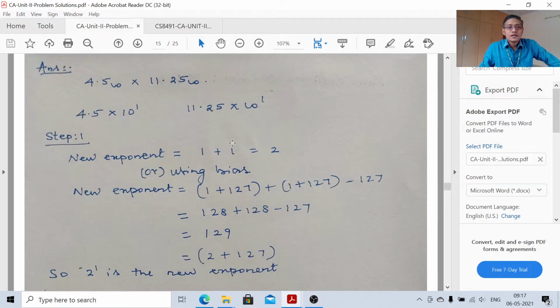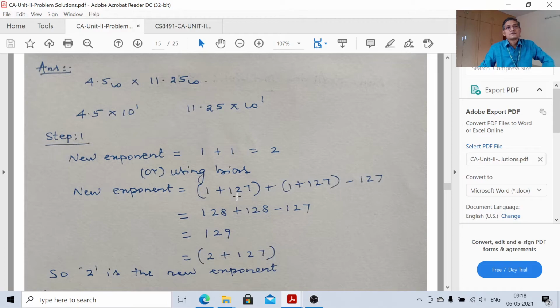The same new exponent calculation can be done using bias. When we use bias, there will not be any problem arriving at a correct answer. In this case we had only two positive exponents, and when adding two positive exponents, the result is easy to calculate. But whenever we have negative exponents, we should not end up with the wrong answer. So the straightforward method of calculating the new exponent is by using bias.